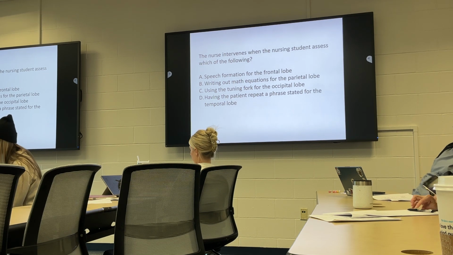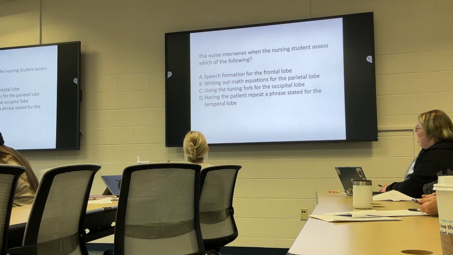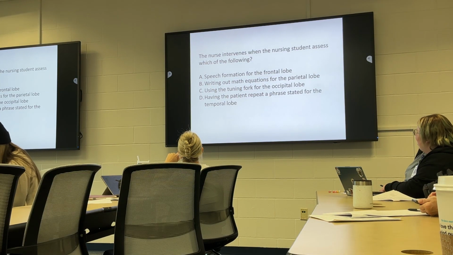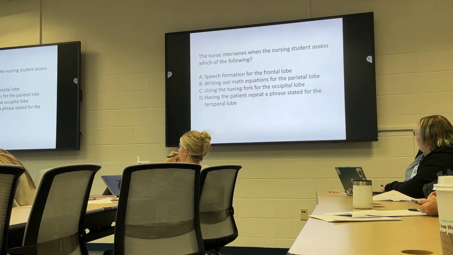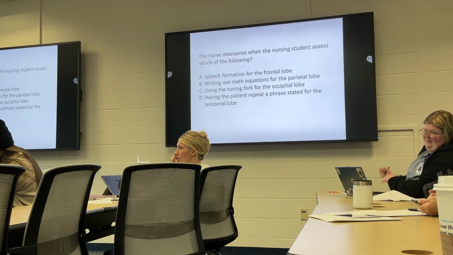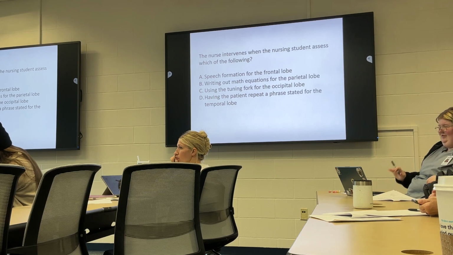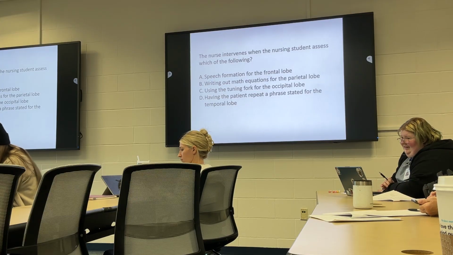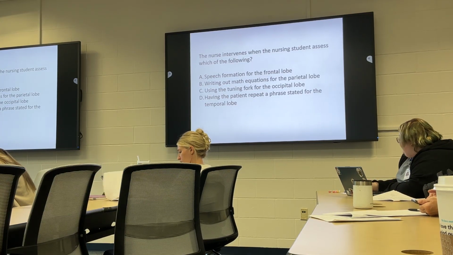We're just assessing. The nurse intervenes when the nursing student assesses which of the following: speech formation in the frontal lobe, writing out math equations for the parietal lobe, using the tuning fork for the occipital lobe, counting a patient's receipt of a phrase stated for the temporal lobe. See? C, why? Because that's for listening. What lobe is that? The temporal lobe. It's easy now, but you're all going to have harder questions. You've seen what our test questions are like. So just read, trust your gut, you know what you know.